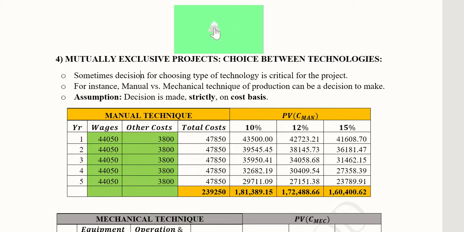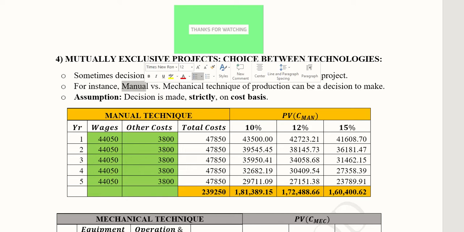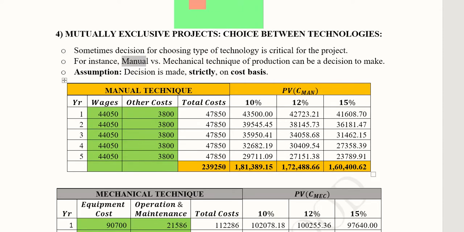We are assuming that there are two sorts of technologies that we have, and one is the manual technique and the other is mechanical technique. Definitely, this will be the capital intensive technique, and this will be the labor intensive technique. So, we have to choose between these two, and for that, we will base our analysis on the basis of the cost, and that will be specific to the cost only.